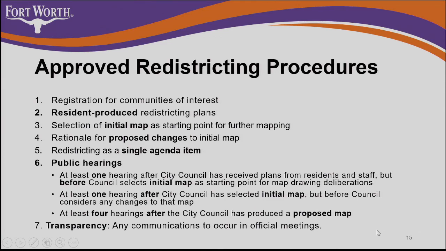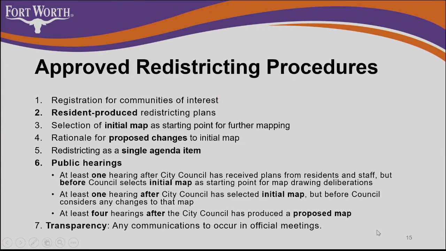Public hearings, there will be multiple public hearings, at least one, even before they select that initial map, to hear from the public about what the public would like to see in the initial map. Then after they select that map, a second public hearing on the map, but before they consider any changes to the map. So they hear from the public about how that initial map ought to be adjusted.